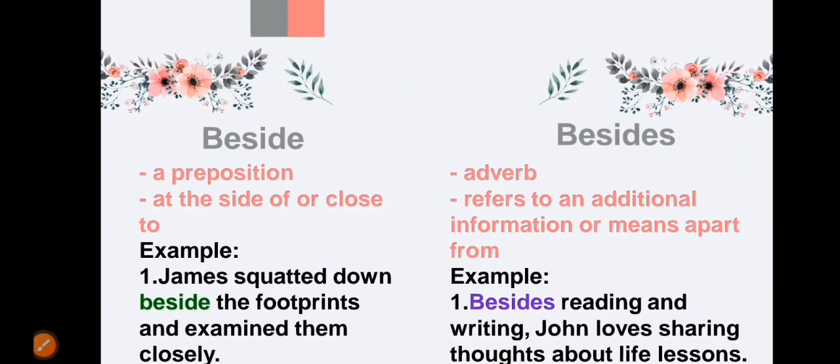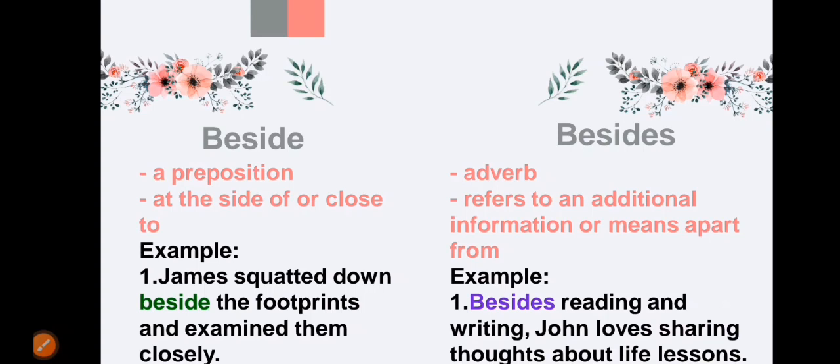We have the next pair of words, beside and besides. The word beside is a preposition. It means at the side of or close to. For example, James squatted down beside the footprints and examined them closely. That only means in the sentence that James did the action of squatting down close to or near the footprints. So we use beside to tell the location of a person or an object.